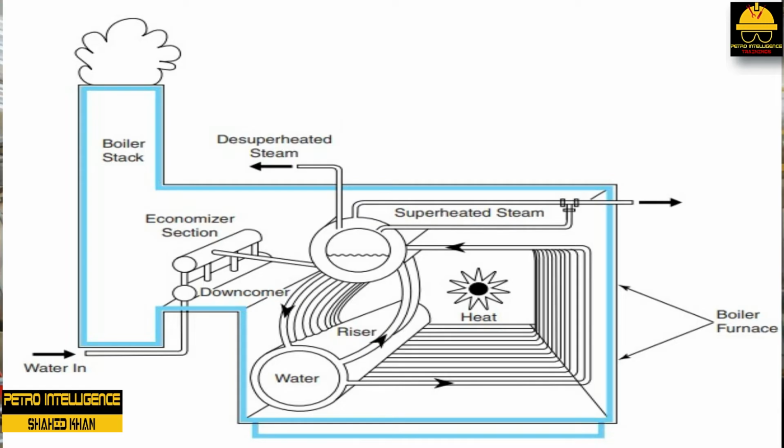Steam generation causes pressure to rise. When the target pressure is achieved, the boiler is placed on the line. Pressure is maintained by adding makeup water and continuously applying heat.